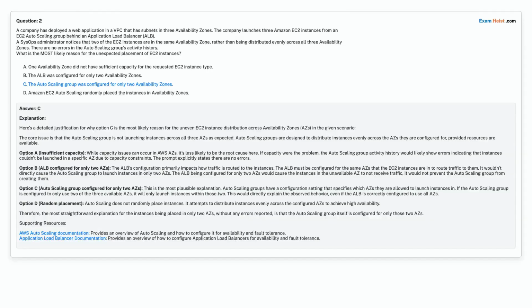Correct answer is Option C. The Auto Scaling group was configured for only 2 Availability Zones.